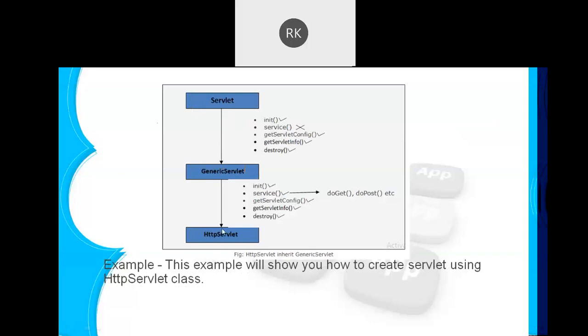Okay, all right. So next we have what? We have the HTTP servlet method to create the servlets. And it will be available within the javax.servlet.http package. Okay. So it is again an abstract class that inherits the generic servlet class. So we can show it like this.